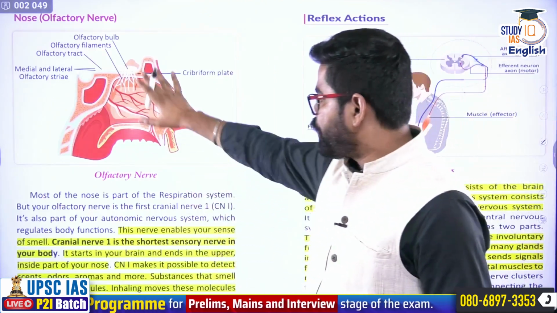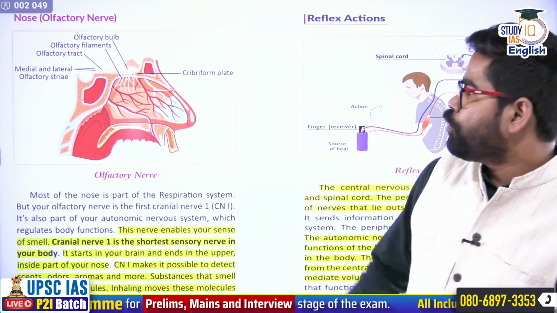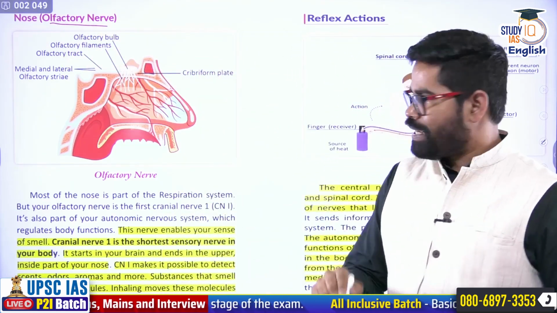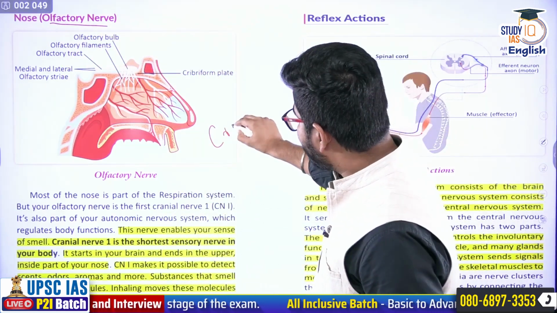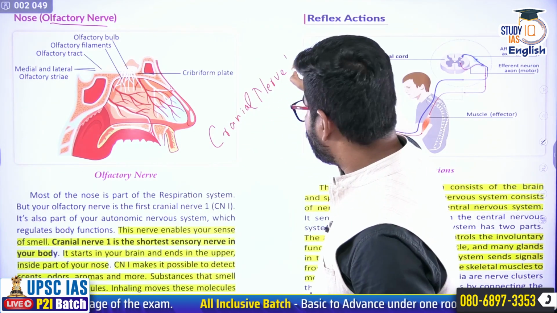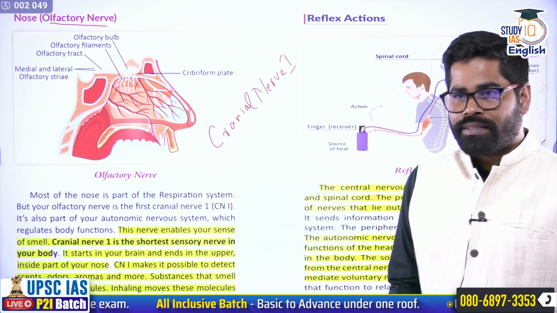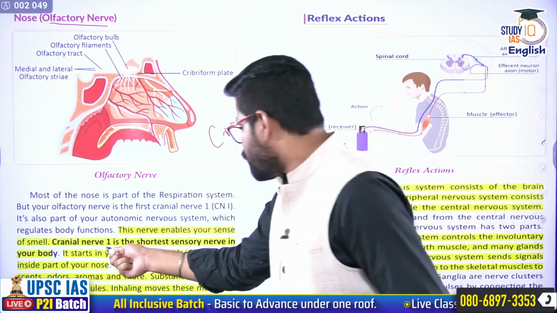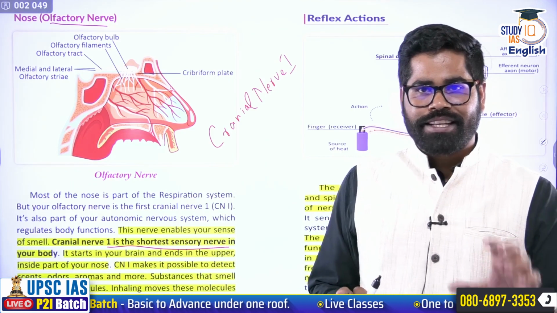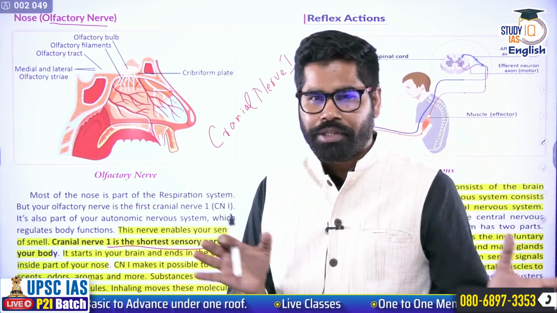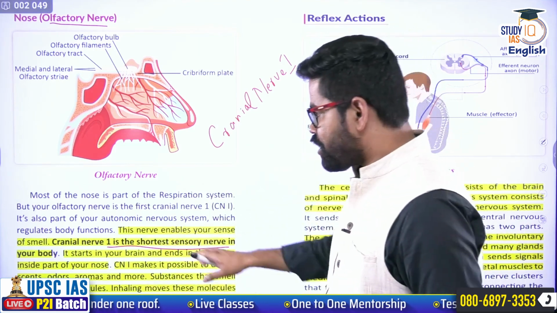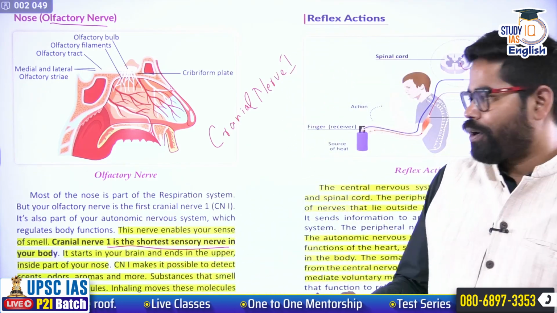Now, if we talk about the nose, it has the olfactory nerve. Here we have cranial nerve 1, and this cranial nerve 1 is the shortest sensory nerve in our body. We are talking about some of the nerves in the body, and here we have cranial nerve 1, which is the shortest nerve in our body.